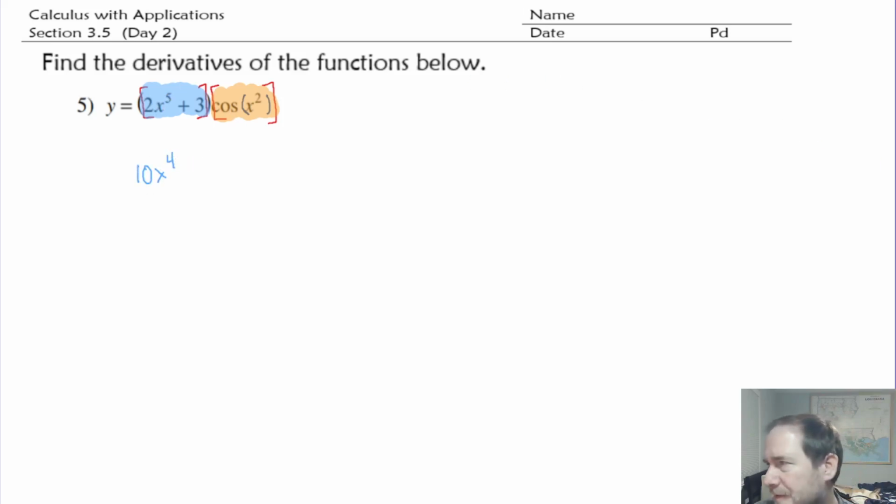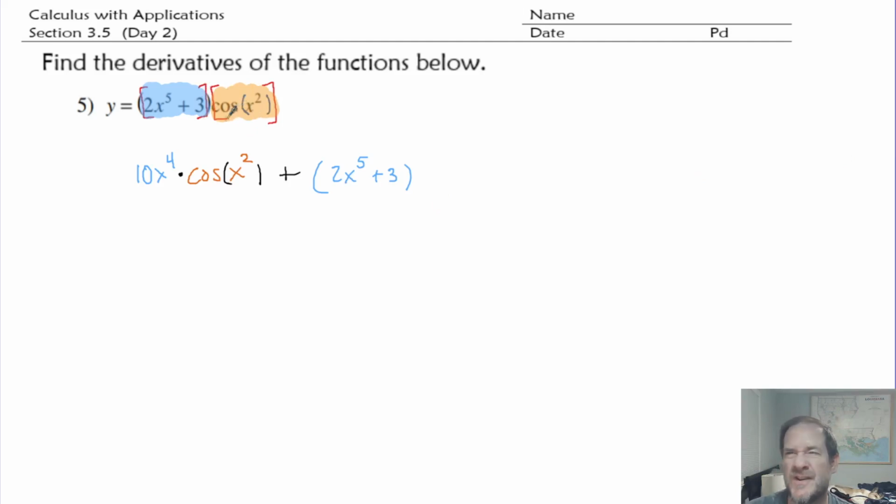But then I multiply that by the orange, just left alone, just bring it down. So just the cosine of x squared. And again, we're just multiplying those guys. Then product rule says we're going to add to that the blue function this time, left alone, 2x to the 5th plus 3. But we want to multiply that by the derivative of the orange.